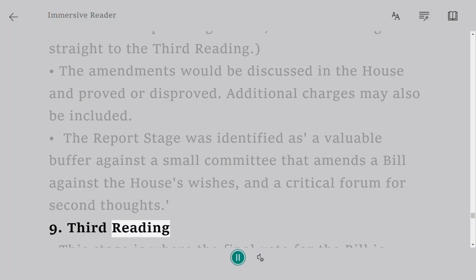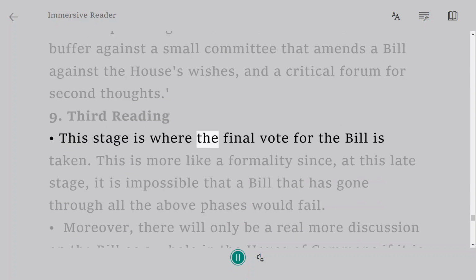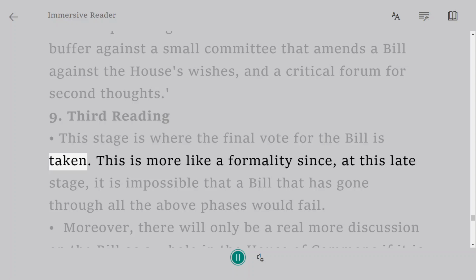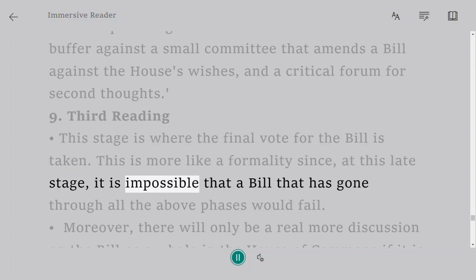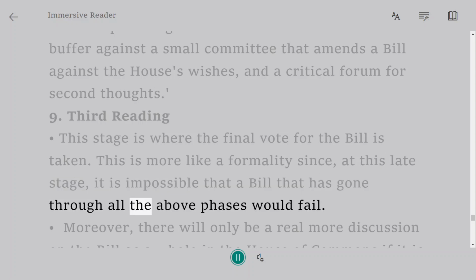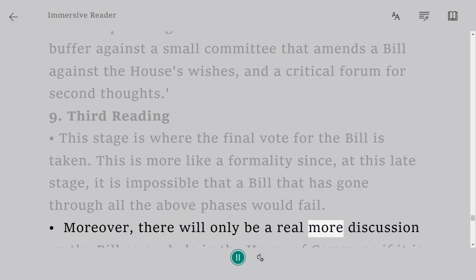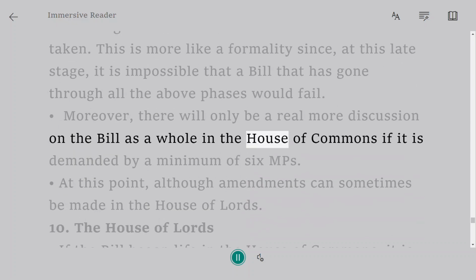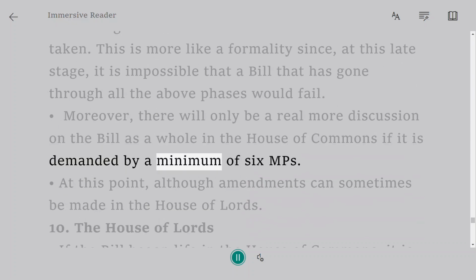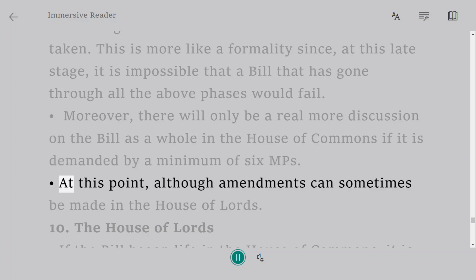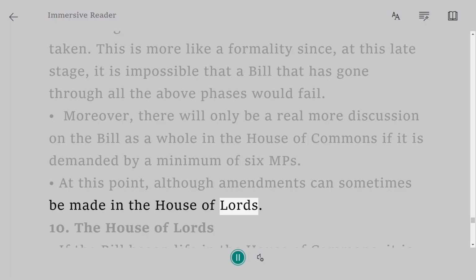9. Third reading. This stage is where the final vote for the bill is taken. This is more like a formality since, at this late stage, it is unlikely that a bill that has gone through all the above phases would fail. Moreover, there will only be a real discussion on the bill as a whole in the House of Commons if it is demanded by a minimum of 6 MPs. At this point, although amendments can sometimes be made in the House of Lords.